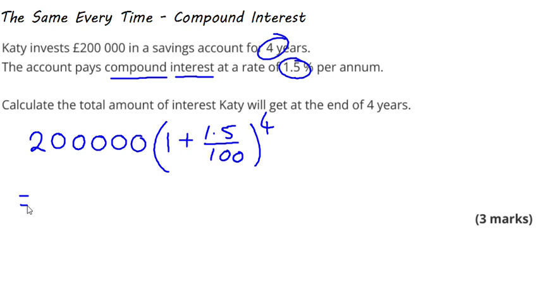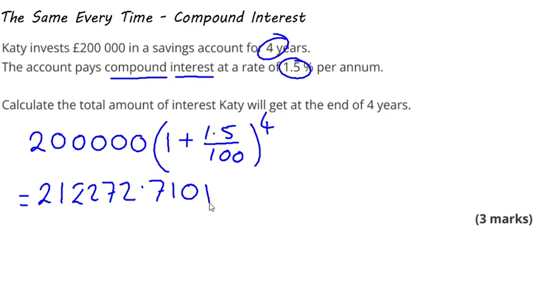Okay, calculator job for that one. Try it on your calculator. 200,000 brackets 1 plus fraction button 1.5 over 100, and come out of the brackets x to the power 4, and I'm going to write down my full calculator answer here. I've got 212272.7101. Check that you get the same thing, then you know that you're operating your calculator properly.